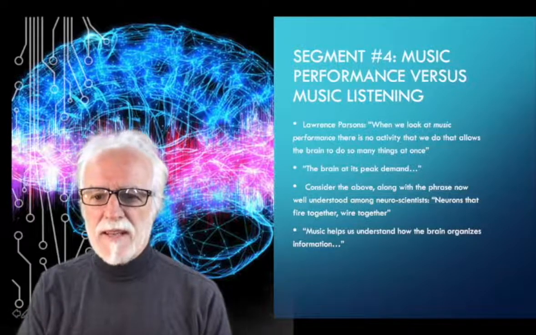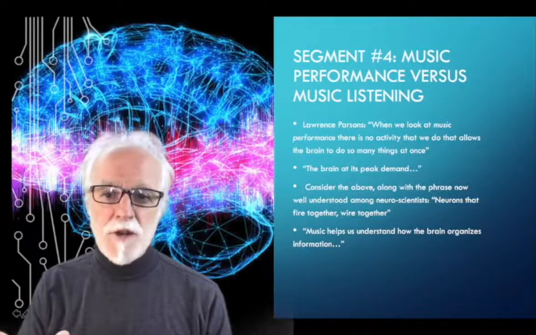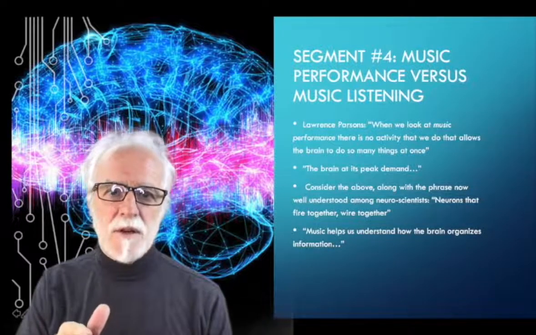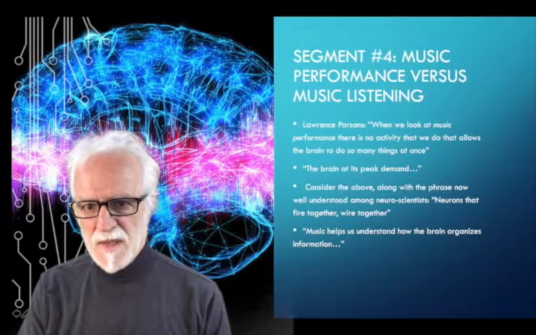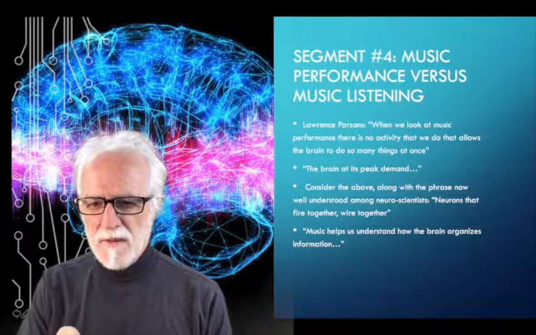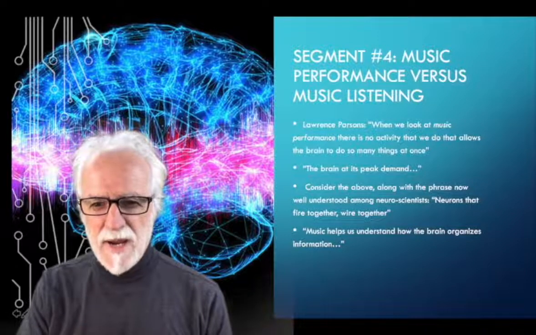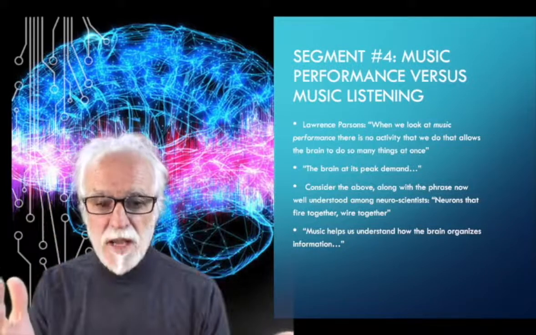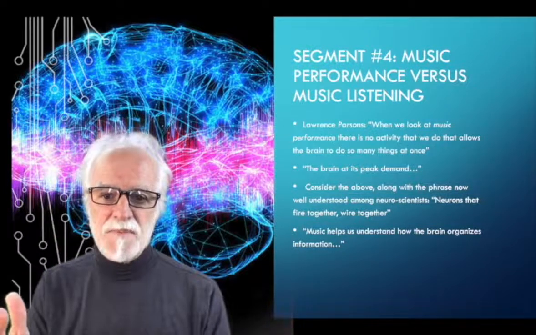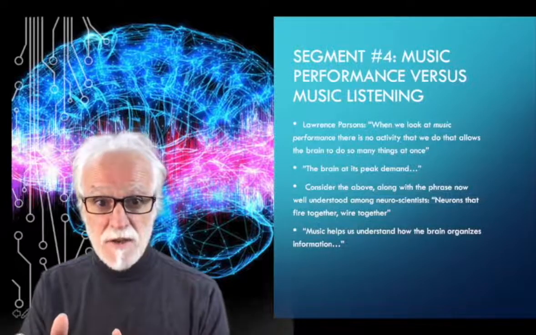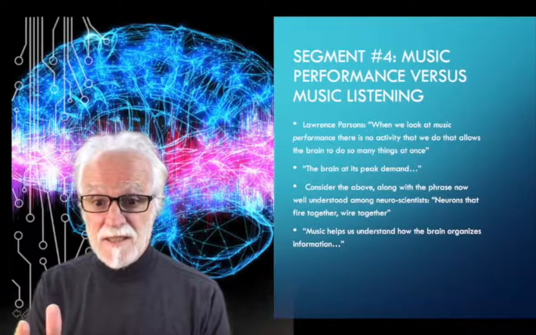All right, now in this short segment here, we see the same neurologist, Lawrence Parsons. Now consider that, along with the phrase now well understood among neuroscientists, neurons that fire together, wire together. So analyze what he said. When we look at music performance, there's no activity that we do that allows the brain to do so many things at once. And that's because so many parts of the brain are being engaged. Again, when you consider that with neurons that fire together, wire together, you can understand the significance.